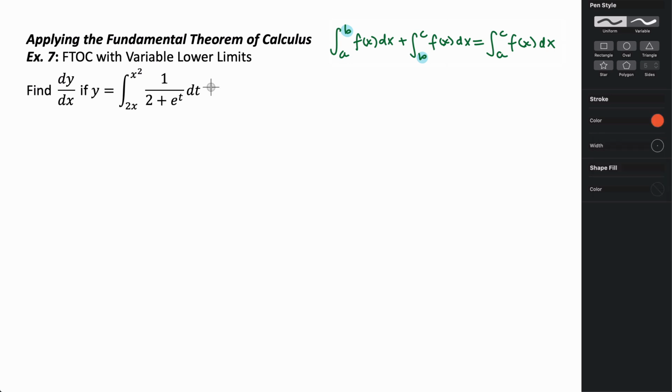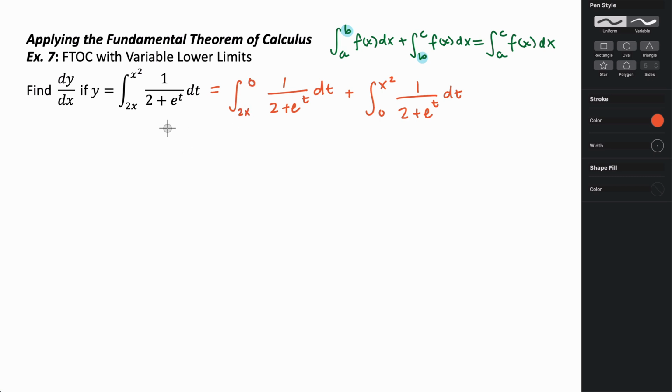So I'm going to say that this is going to be equal to, I'm going to use 0. So I'm going to have this go from 2x to 0 and then from 0 to x squared. So it's going to be equal to the integral from 2x to 0 of our function, 1 over 2 plus e to the t dt, plus the integral from 0 to x squared of 1 over 2 plus e to the t dt.